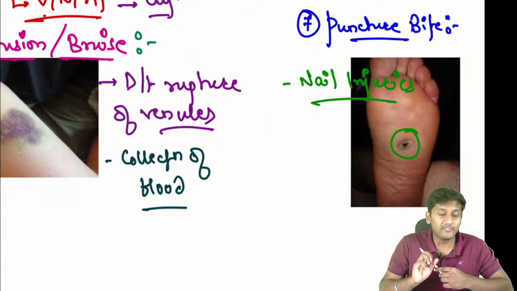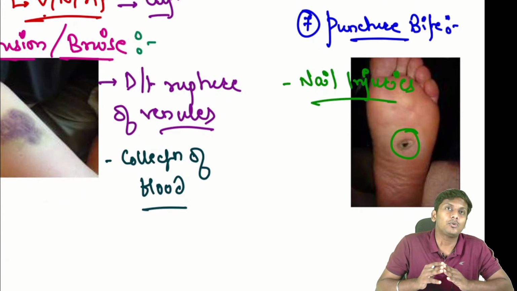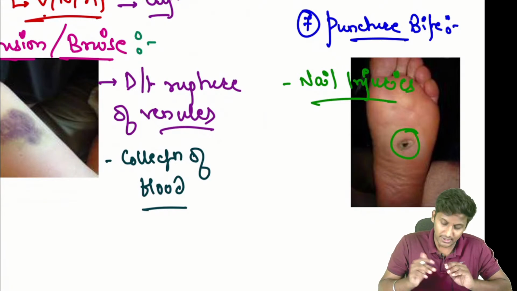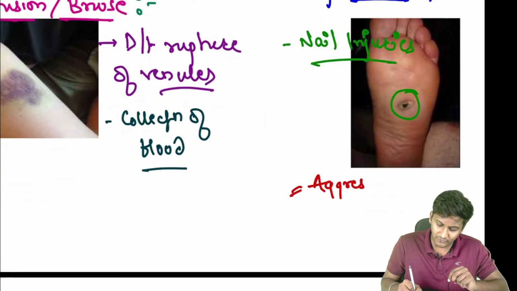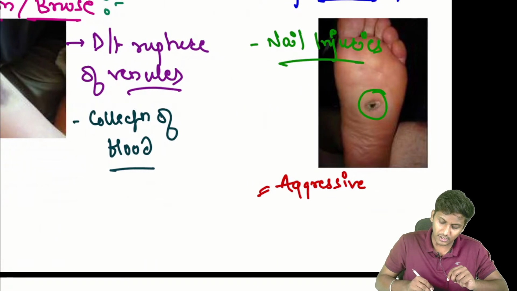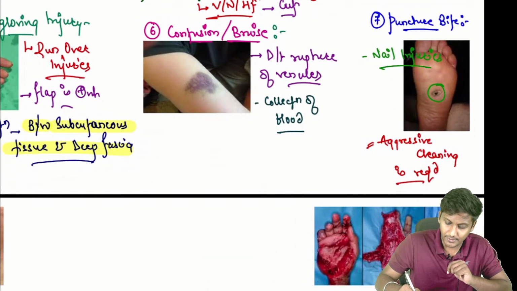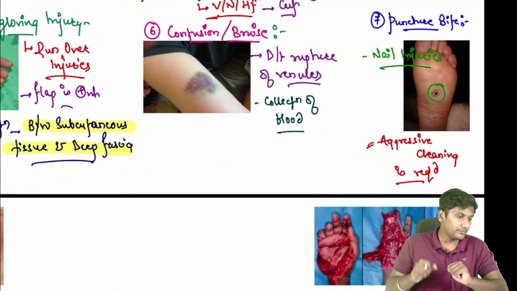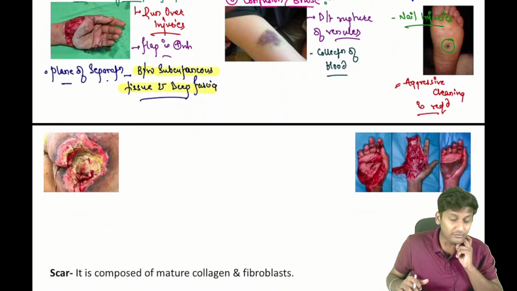That is the reason if a patient comes to you with a nail injury, it is very important to do a thorough and aggressive cleaning of this small wound also. Aggressive cleaning is required of this small wound even because it is a case of puncture bite. Aggressive cleaning is required usually for this type of wound. No issues with this, anybody? That is important. So puncture bite or nail injuries, where aggressive cleaning will be required.